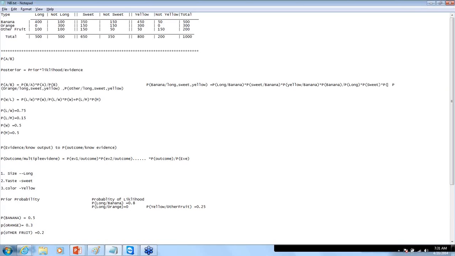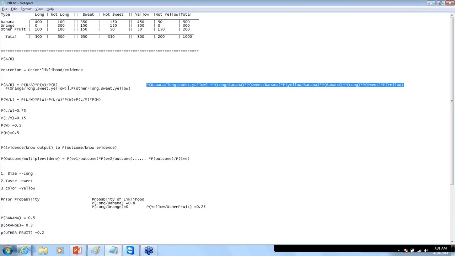So, and probability of yellow. If you see the same formula, I am considering that the unknown fruit is a banana given these characteristics. So how will I find this out? It's long given that it's a banana, sweet given that it's a banana, yellow given that it's a banana, multiplied by the probability of the fruit being a banana, divided by the total evidence, which is long, sweet, and yellow.